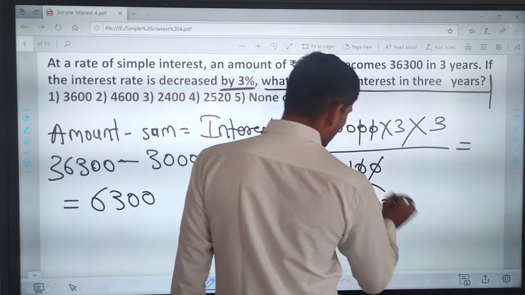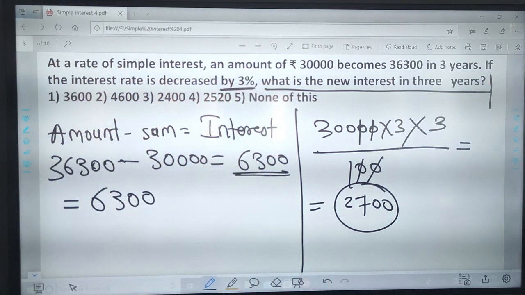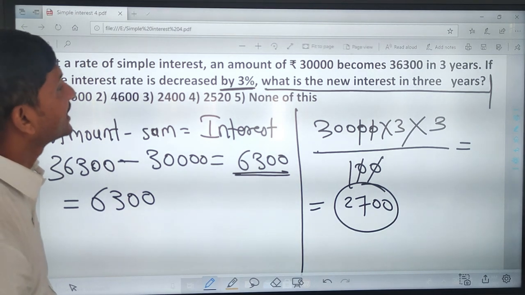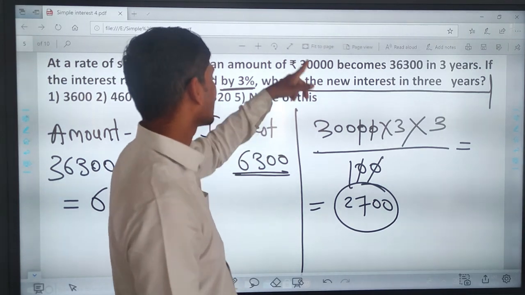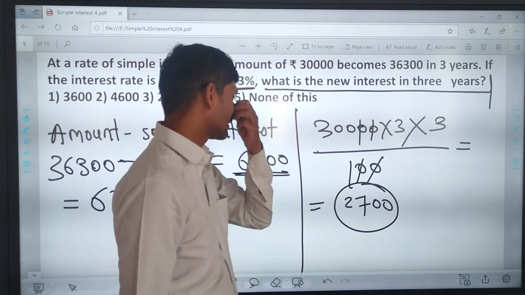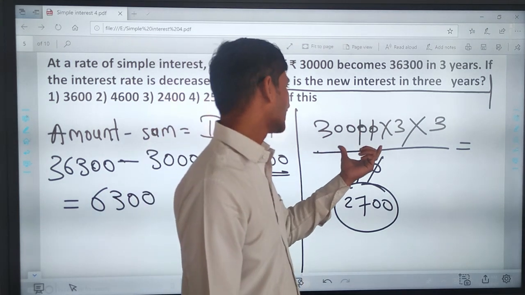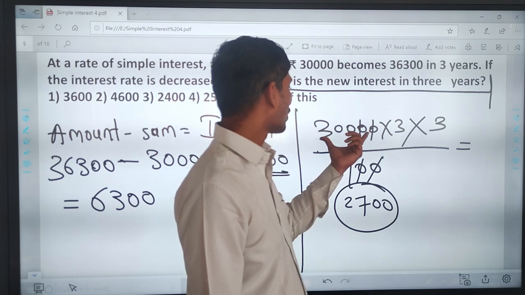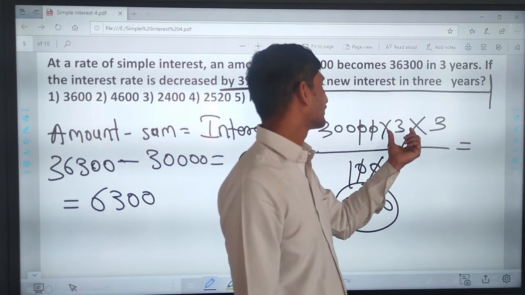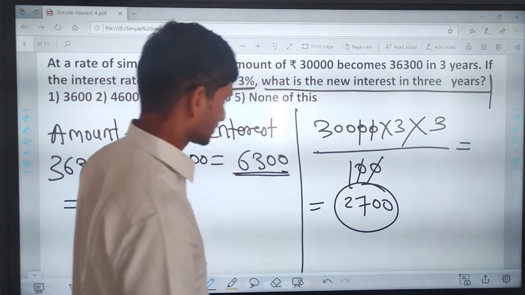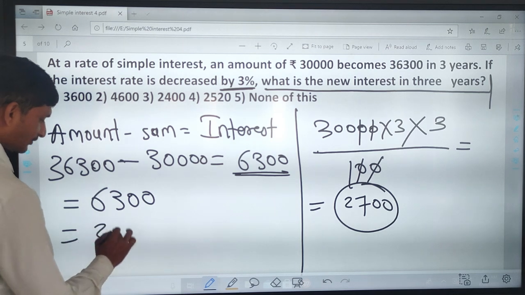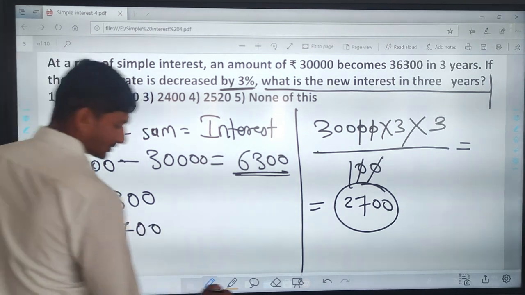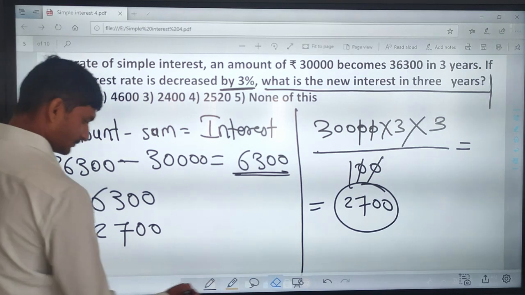Now here your interest is 2,700. Now here, what is the new interest in 3 years? Here the interest rate is decreased by 3%. Now we find the value of interest on a sum of 30,000 at a 3% interest rate for 3 years. Now here we subtract this value from this. Your new interest comes.